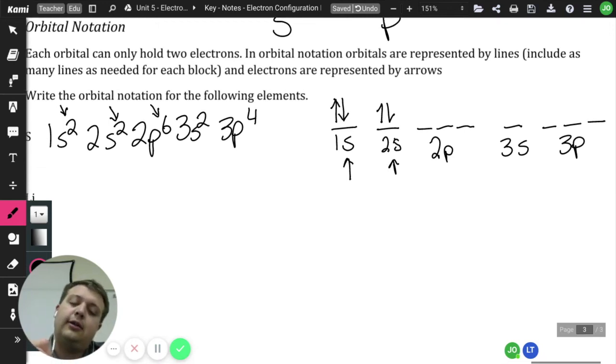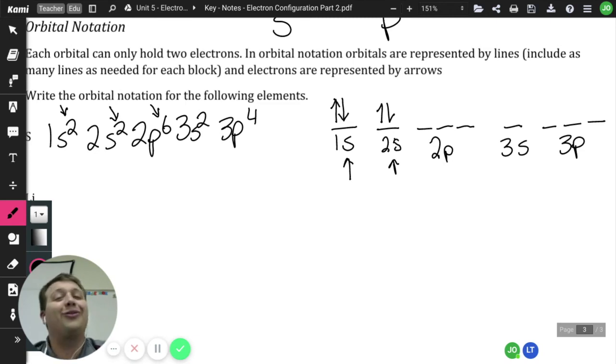2p has 6 electrons. So I need to have 6 arrows in my orbitals. Now here's the thing. When you put electrons in an orbital filling diagram, they always have to go in single before they can double up. I like to think of this as a school bus rule. When you get on a school bus, you always try to find a seat that sits by itself before you find a seat that is by somebody else. So you don't pair up before you have to. Same thing with electrons.